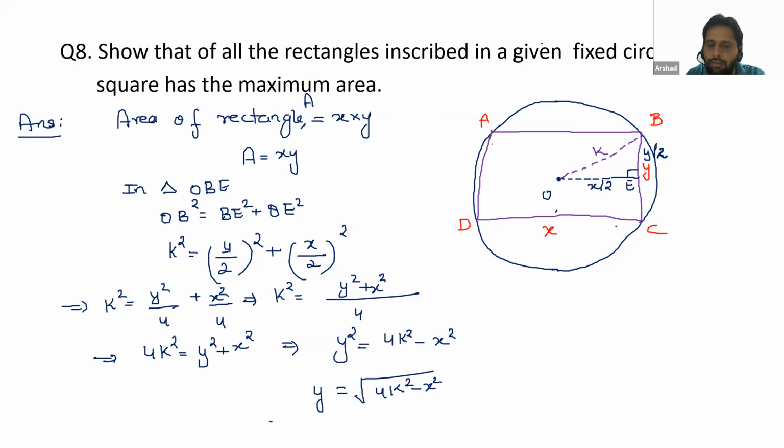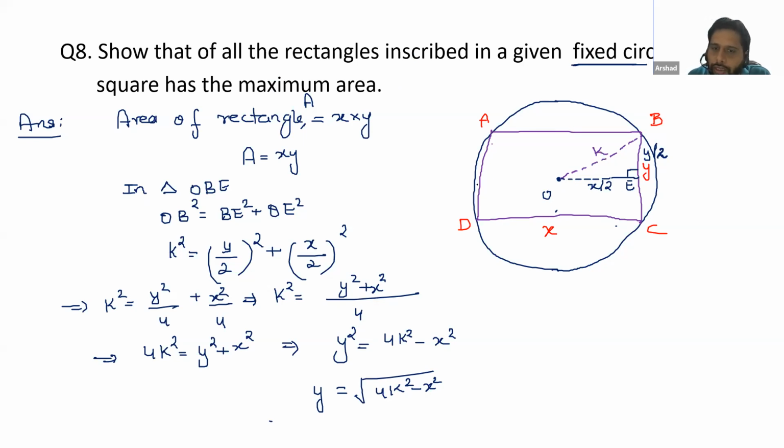You got disconnected. Okay, we started the word problems yesterday. So please check here. The question is, show that of all the rectangles inscribed in a given fixed circle, the square has the maximum area. So I've drawn a circle here. Now they are saying that the circle is fixed. If the circle is fixed, that means the radius is constant. So here we have taken the radius as k. K is a constant here.